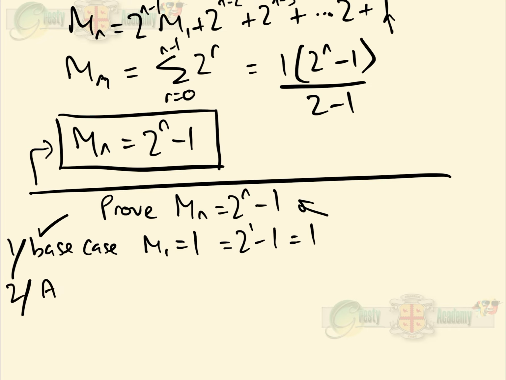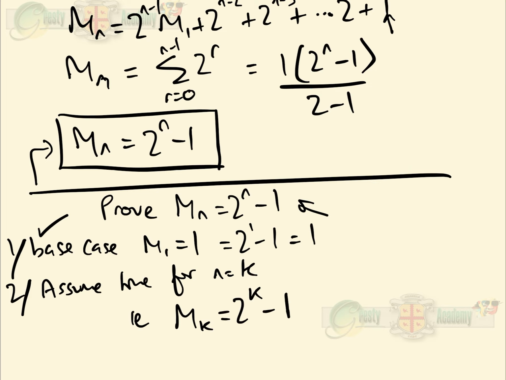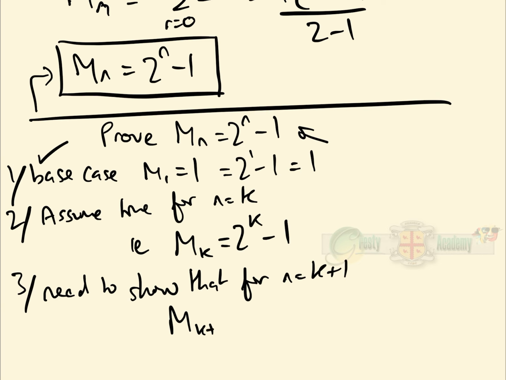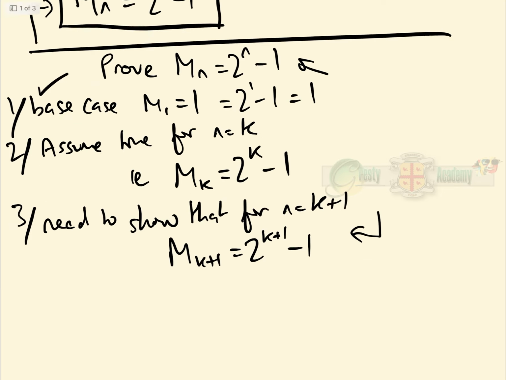Now, secondly, we have to assume that it's true for n equals k, i.e. we assume that M_k, the number of moves it takes to move k discs, is equal to 2^k minus 1. And then third, what we need to do is show that for n equals k plus 1, M_(k+1) equals 2^(k+1) minus 1, i.e. to move k plus 1 discs would take us 2^(k+1) minus 1 moves. And so let's have a look at that.